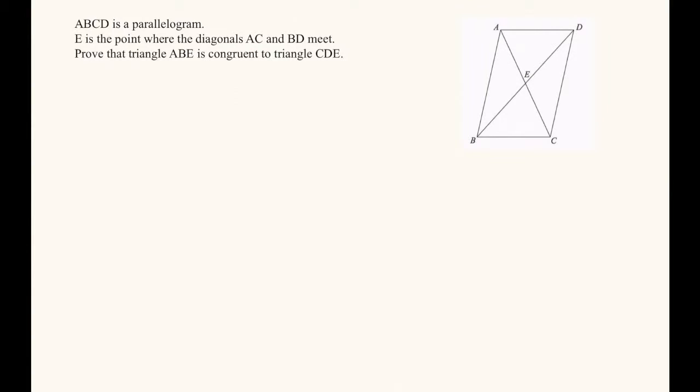As a bonus question, let's look at this parallelogram. They tell us that E is the point where the diagonals AC and BD meet, and they want us to show that triangle ABE is congruent to the triangle CDE. We need to prove that these two triangles are congruent. How can we do it? Well, in this case, there's no right angles, so we're not going to be using RHL, so we have to use one of the other ones. Let's start by saying that AB equals DC, and this is because they're the opposite sides of a parallelogram.